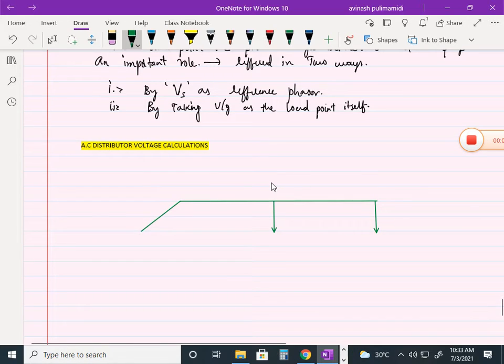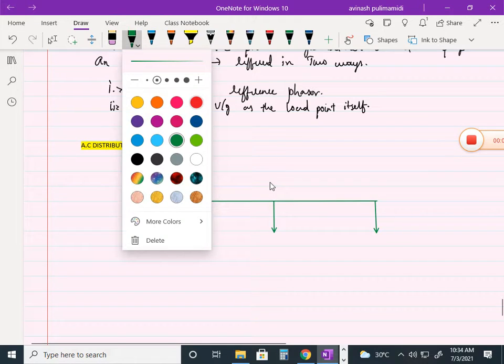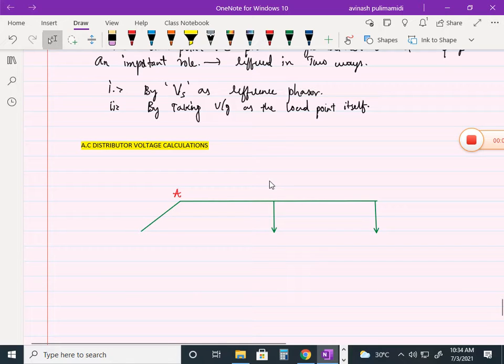So let us take the points. This will be point A. Let us take this point as B, and this point as C. This figure is called the AC distributor.